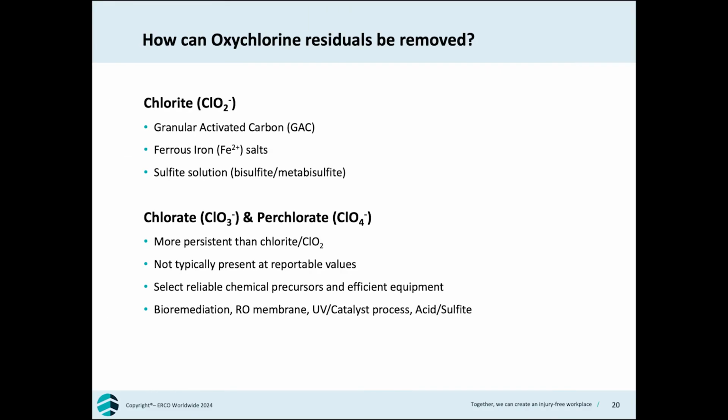Now, how can oxychlorine residuals be removed? For chlorite residuals, the predominant methods are granular activated carbon or ferrous iron salts. Such iron salts might be applied in the coagulation process downstream of chlorine dioxide application as a pre-oxidizer. Sulfite solutions can also, just like they're used for dechlorination operations, be used to remove other oxidizers like chlorine dioxide or chlorite. But the chlorates and any potential perchlorate that arise are more persistent and harder to break down than chlorite or chlorine dioxide. Typically, these are not present at any reportable values, but a higher level of treatment would be required: RO membrane, UV catalyst processes, or some level of bioremediation to remove these contaminants should they exist at high levels.